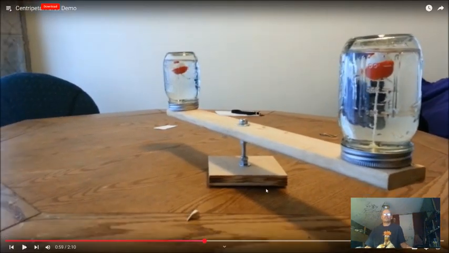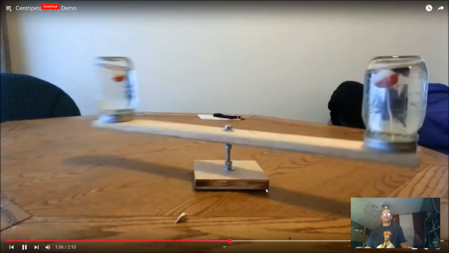Spin it faster. Hopefully you can see it. If not, we'll go the other way. As we can see, the balls are moving inward. If you want to know why the balls are moving inward, it's not due to centripetal force. The balls are moving inward because they float.